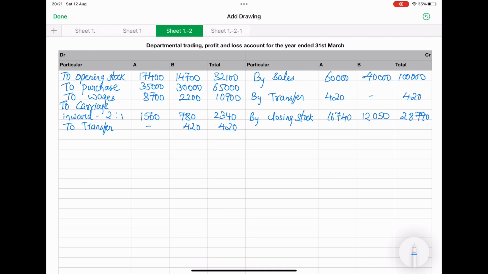Now, if we add both the sides, we are going to get a total of 77,000. Credit side balance will be highest, guys. 77,160, 52,050. Total will be 1,29,210. 77,160, 52,050 and 1,29,210. So this is the total. So to gross profit, the balancing figure.